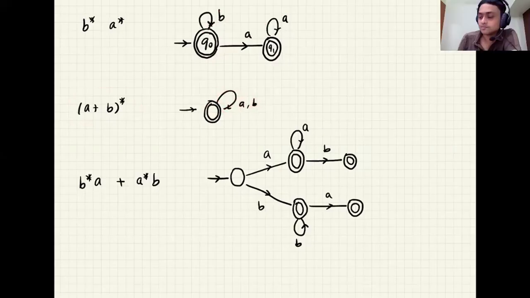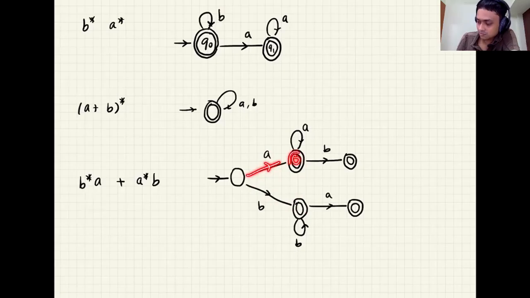Now what about this? This is b star a plus a star b. So here is a DFA for it. So what does this say? First of all, epsilon is not in the language, so my initial state should not be accepting. Secondly, a and b are in the language. So if I see an a, I go somewhere. If I see a b, I go somewhere.